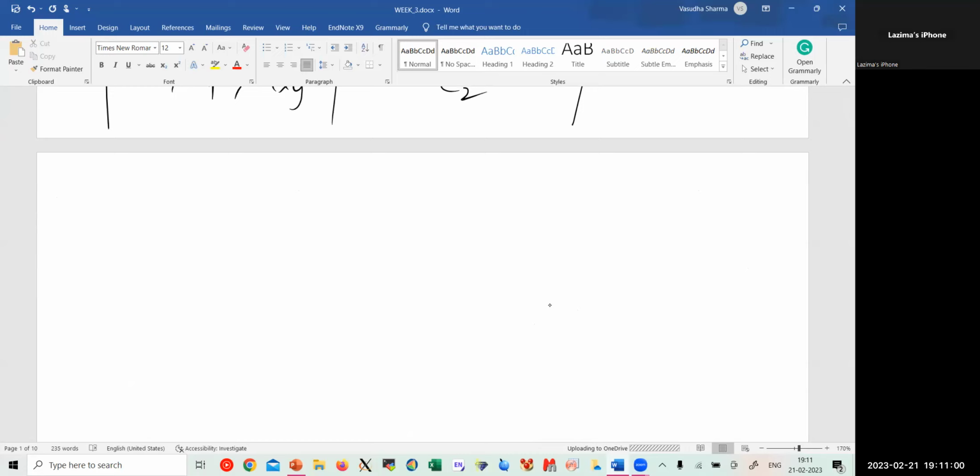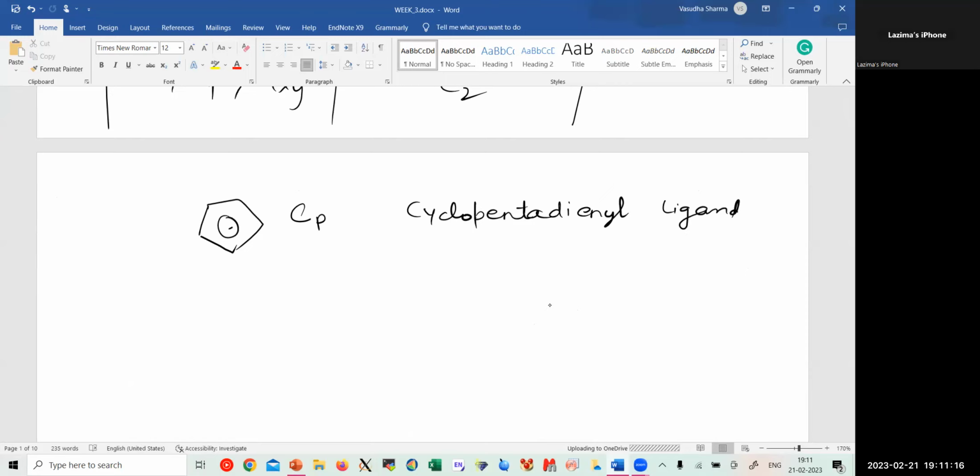So we are basically looking at this kind of ligand. This is called Cp, the cyclopentadienyl ligand. It has a charge of minus 1. Why the charge of 1? It would be having 5 electrons, and when 1 electron is given, it forms a resonance. This becomes 6 electrons, and therefore it is aromatic in nature.